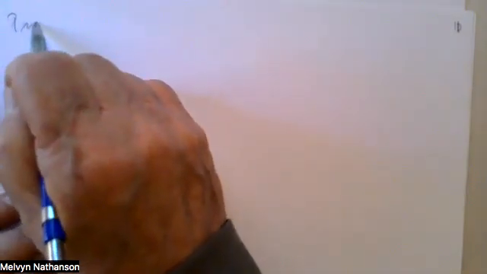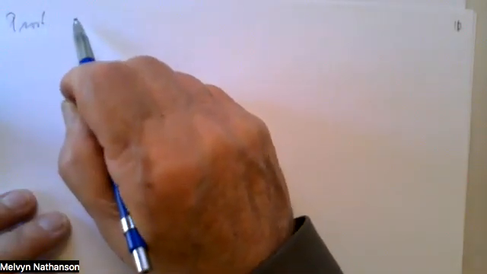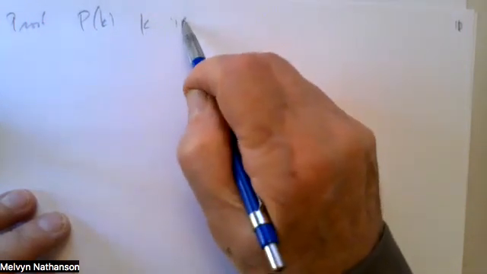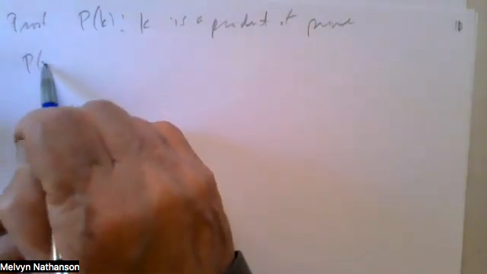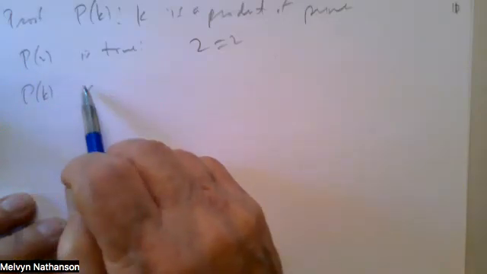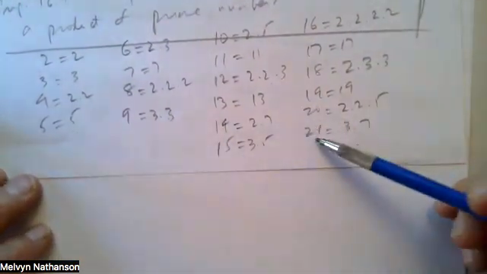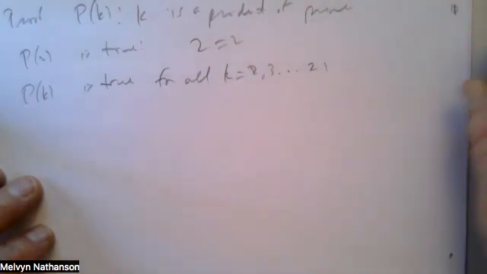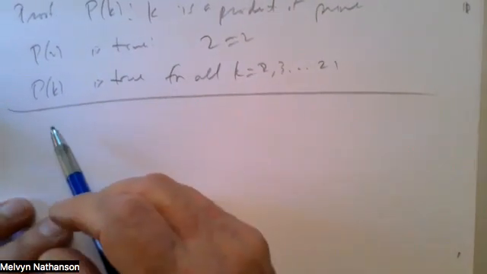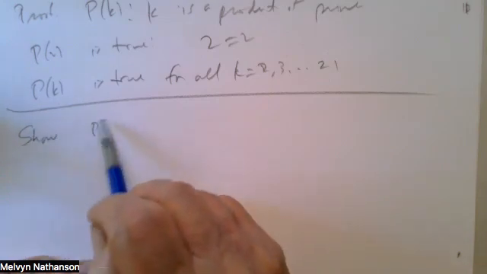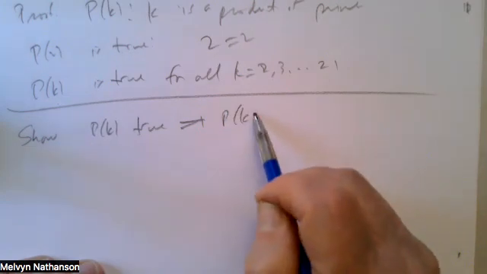So this is a proof. So let's say P of k is the statement that k is a product of primes. So P of 2 is true, right? Because 2 is equal to 2. In fact, I just showed that P of k is true for all k from 3 up to 21, right? Because here I actually wrote down a list of these first 20 integers bigger than 1, and I wrote them as products of primes. So we know this is not only true for 2, it's true for 3, 4, 5, everything up to 21. So I want to prove by induction that if something is true for k, so I want to show that P of k true implies P of k plus 1 is true.